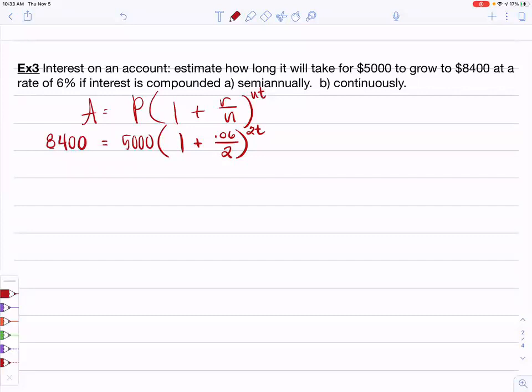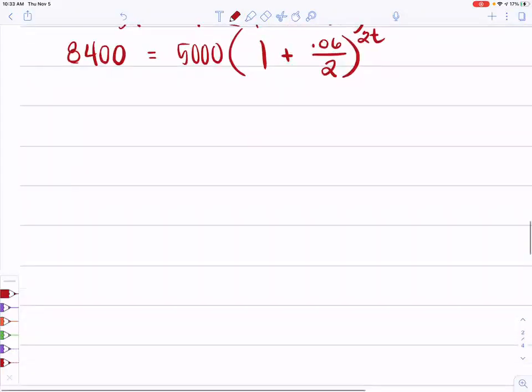Now, ask yourself, when you look at this equation, is this an exponential equation or a log equation? It's exponential. Where is the unknown? It's in the power. Now let's think back to section 6.5. We had a sticky note for this. When your unknown is in the power, what did it tell you to do? Get the base and power alone. What is my base for my power on this one? 1 plus 0.06 over 2, that whole entire set of parentheses.